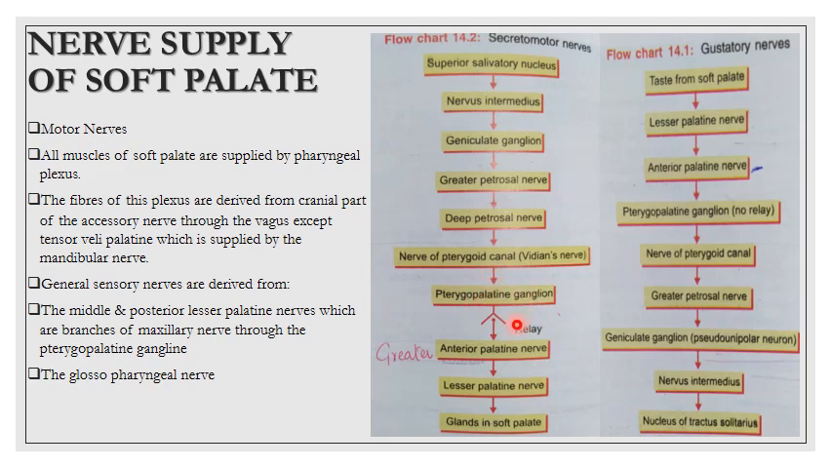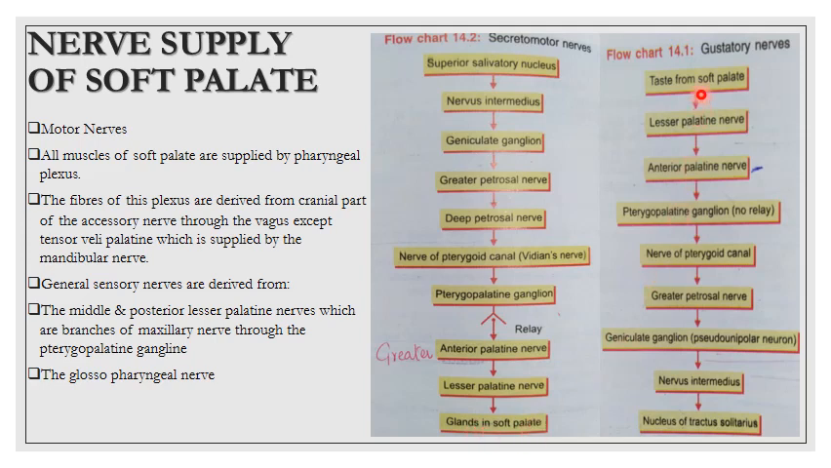Here these fibers relay, and then the postganglionic fibers pass to the anterior palatine nerve and then lesser palatine nerve, and finally they reach the glands which are present in the soft palate.